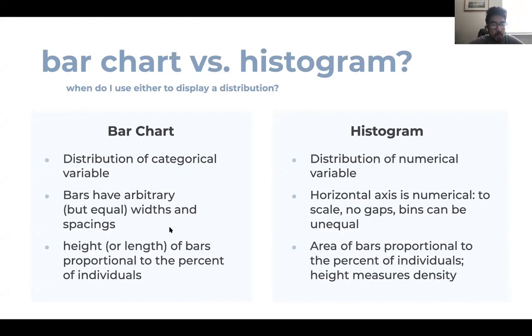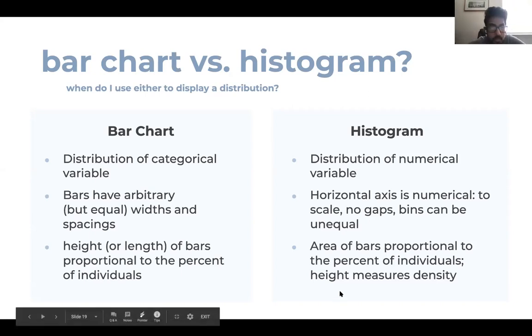Bars have arbitrary but equal widths and spacings. So you'll see that each bar looks like it's equal in size, and they might have gaps in the data. So if there are no values in a given bar, then it'll just be blank. Whereas with histograms, you can't have any gaps because the bins all have to cover a certain amount of data, and they'll all lead into the next one.